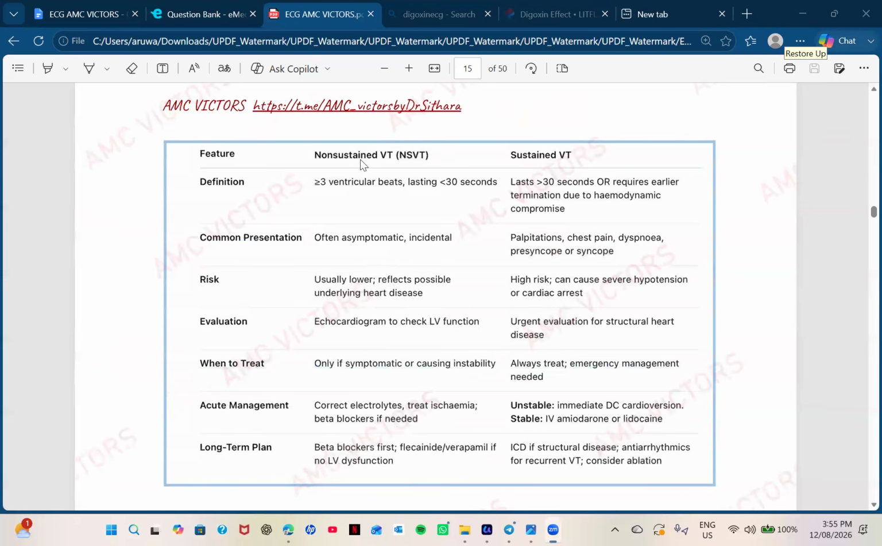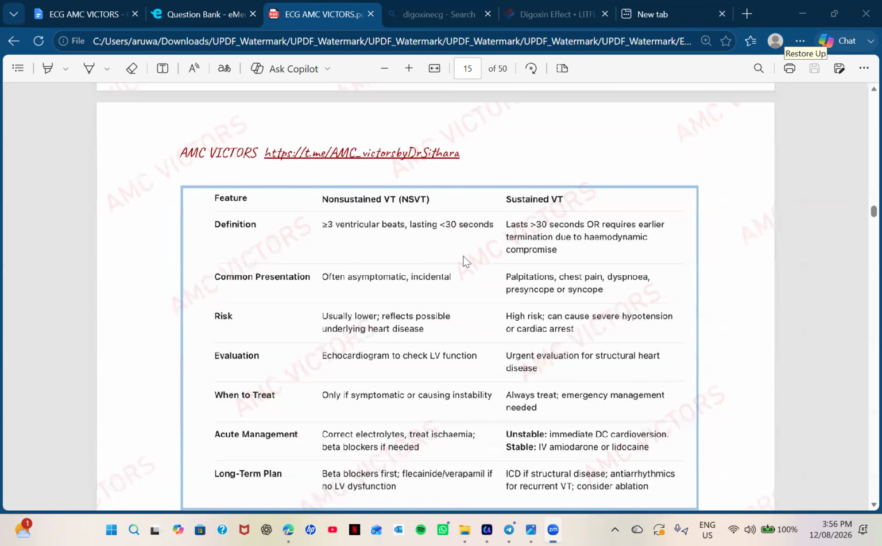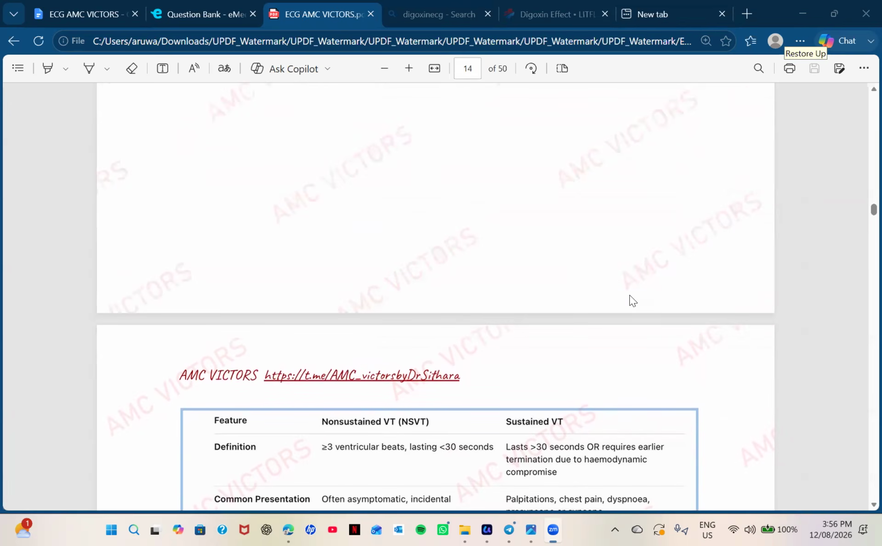Non-sustained and sustained VT, very important. Non-sustained means three or more ventricular beats lasting less than 30 seconds. Sustained means lasting more than 30 seconds or requiring early termination due to hemodynamic compromise. Just remember: more than 30 seconds. Non-sustained is less than 30 seconds, usually asymptomatic and coincidental, but sustained VT can be associated with palpitation, chest pain, dyspnea and pre-syncope. So remember these two things.